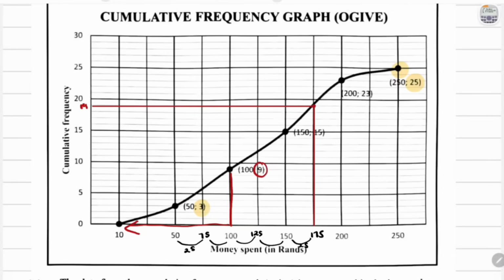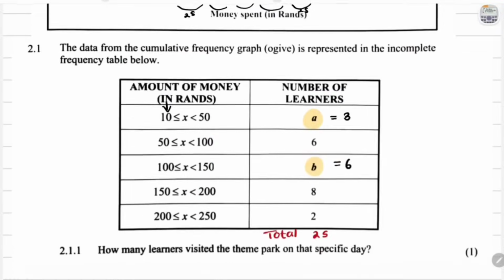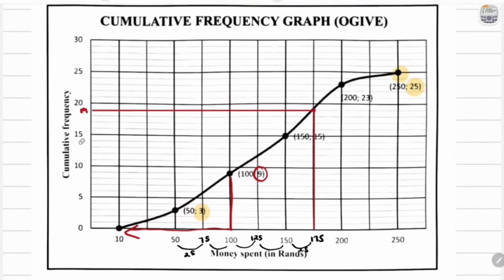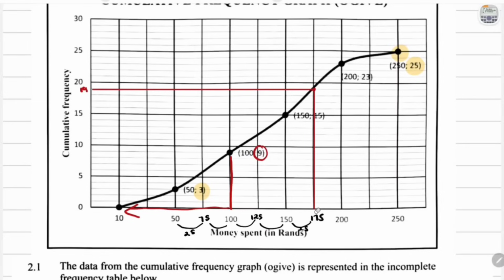So if you actually wanted to separately find out the amount of learners that spent between 50 Rand to 100 Rand, you'd have to say 9 minus 3, which is 6. And that makes perfect sense. You see, the learners who spent between 50 Rand to 100 Rand was 6 learners. Okay, that's what I mean by this being an accumulation of the learners. So if you're looking at this 175, this is the total learners that spent either 175 or anything lower than 175. That was 19. We're trying to find out the learners who spent more than 175.